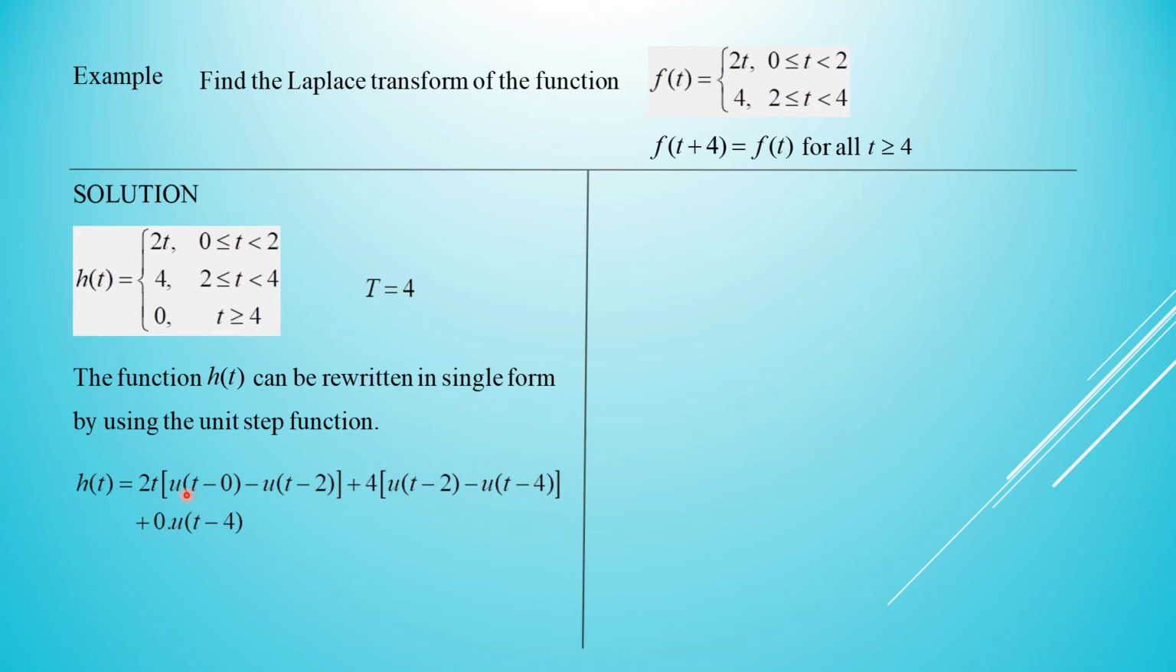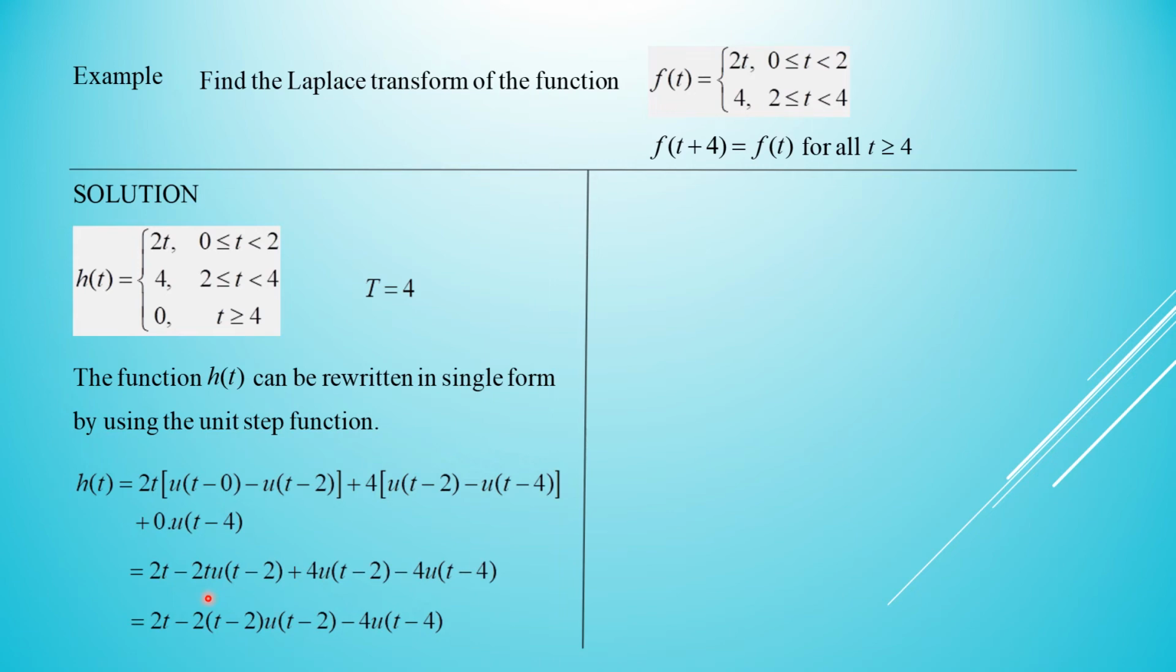Now we know that u(t minus 0) is equal to 1, so h of t is equal to 2t multiplied by 1 minus 2t multiplied by u(t minus 2) plus 4 multiplied by u(t minus 2) minus 4 multiplied by u(t minus 4). Notice that for these two terms, the common unit step function is u(t minus 2), and these two terms also have the common number 2. So we write as follows, 2t minus, okay, so factor the number 2 from these two terms, minus 2, and factor the unit step function u(t minus 2).